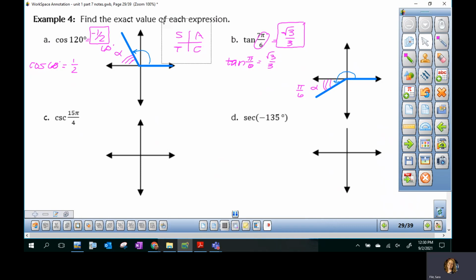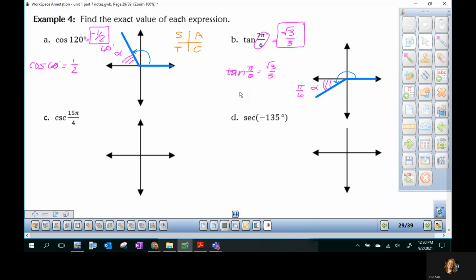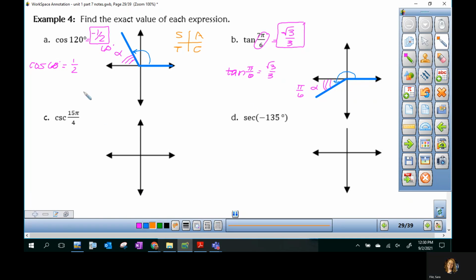So far, so good? Yes, tangent of pi over 6 is root 3 over 3. Okay, and because we're in quadrant 4, it's positive root 3 over 3. So we said this was quadrant 2, this was quadrant 4, so it was positive. This one was quadrant 2, so cosine was negative. All right, let's go through it for part C.